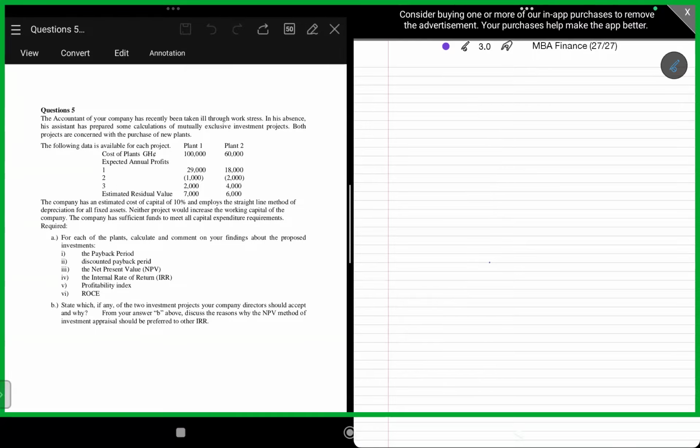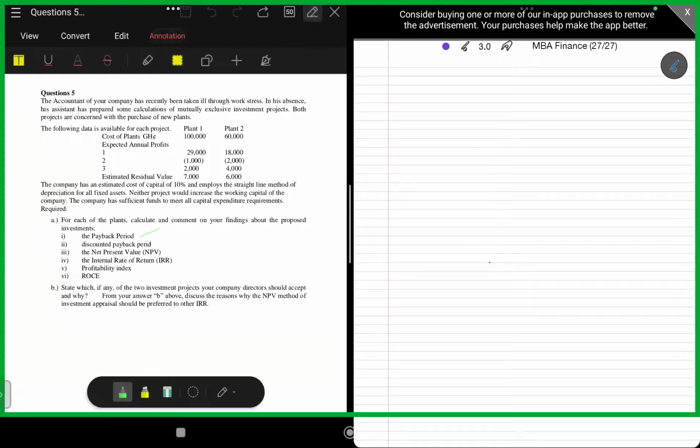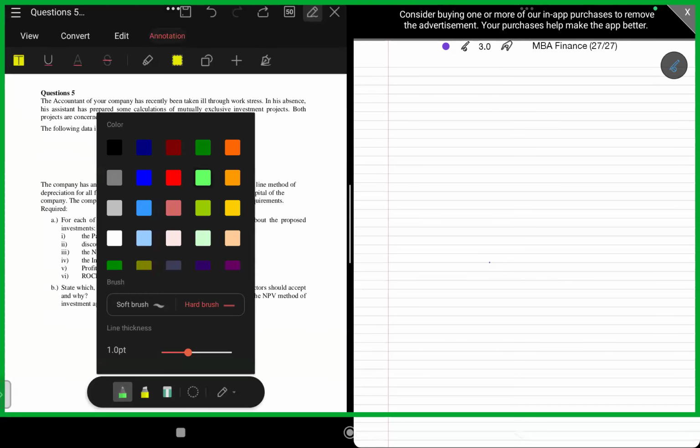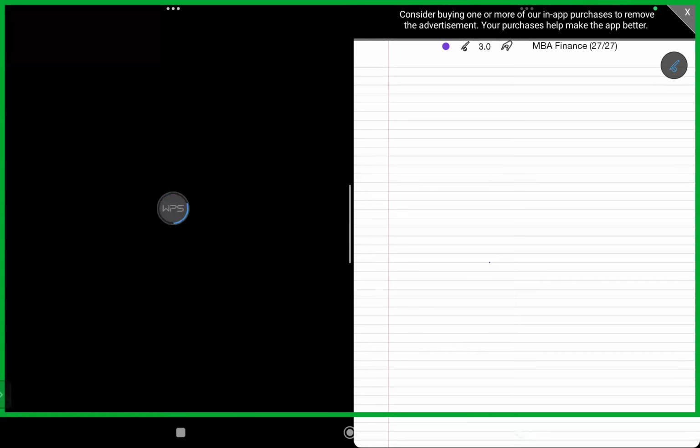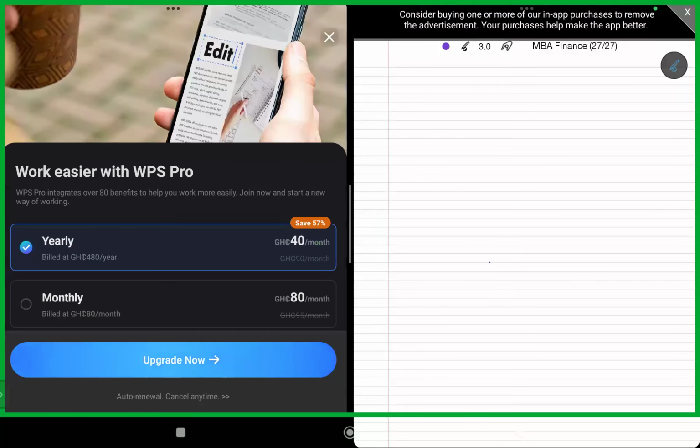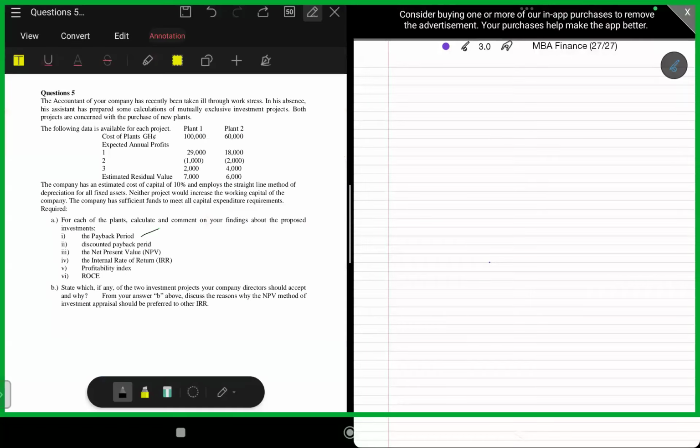So let's start. Now, let's do some quick recap. Payback period. Is it a discounted cash flow method or a non-discounted cash flow method? It's non-discounted. Why? Because it doesn't make use of a discount factor. Are you good? Yeah. It doesn't make use of a discount factor.